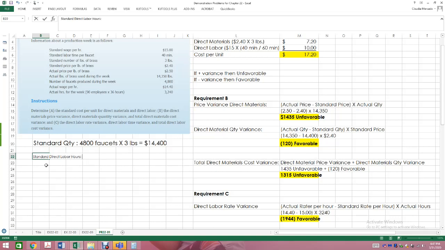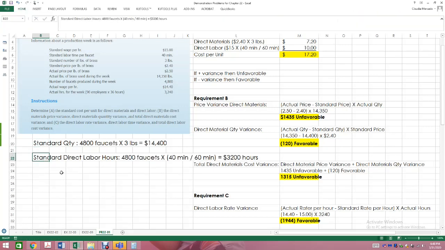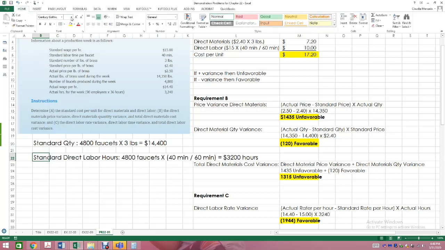My standard direct labor hours: we are manufacturing 4,800 faucets once again, and I'm going to multiply by 40 minutes divided by 60 minutes. That should give us 3,200 hours. This is my formula.